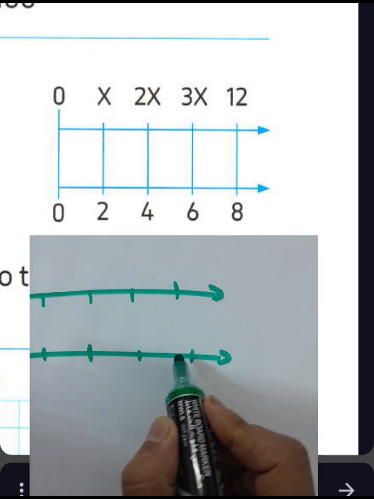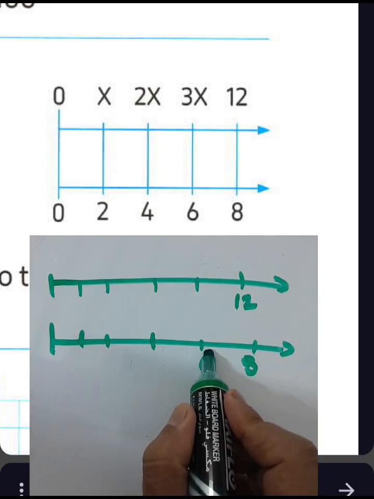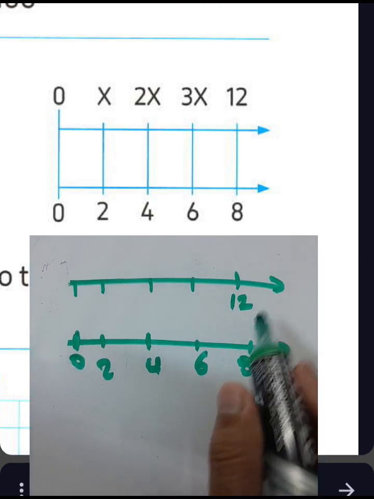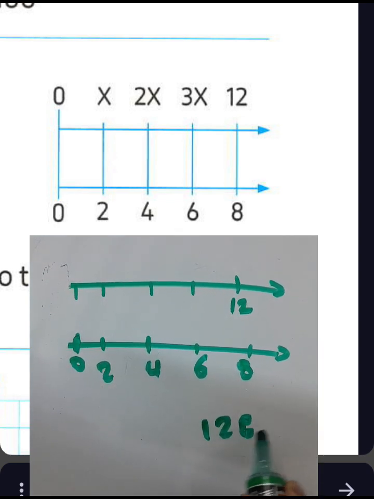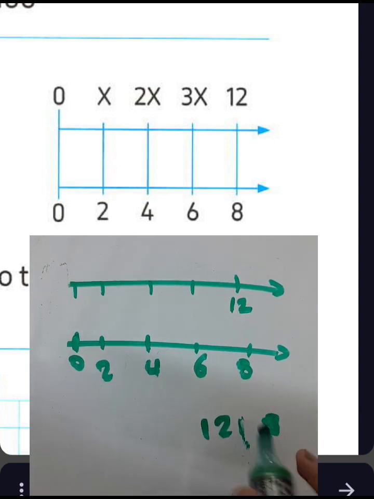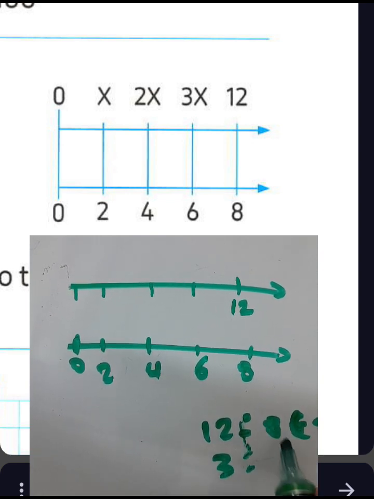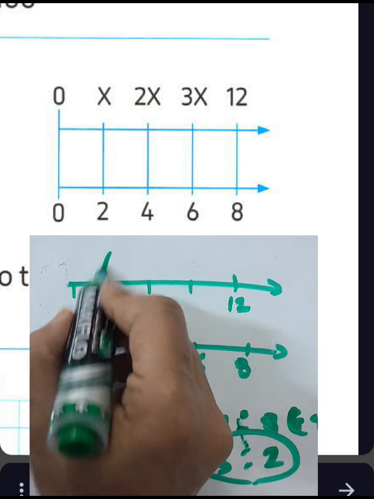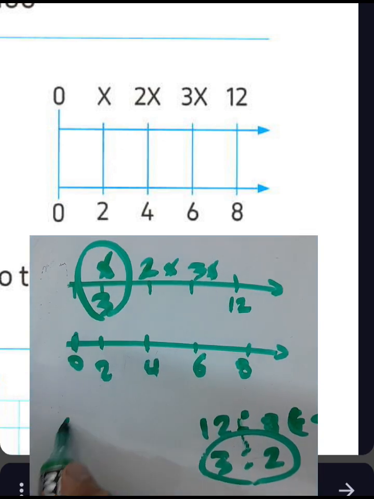First step, to solve the example, we have the ratio between 12 and 8. Write 12 and 8 in the simplest form. Again, think with me. The ratio between 12 and 8, we can write 12 to 8. You can simplify this ratio by dividing by 4. Then 12 divided by 4 equal 3, and 8 divided by 4 equal 2. Then the result here is 3 over 2. Okay, he gives us here x and 2x and 3x. Then the value of x will be equal 3.